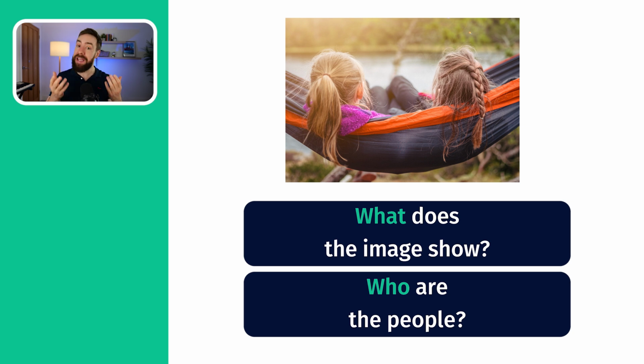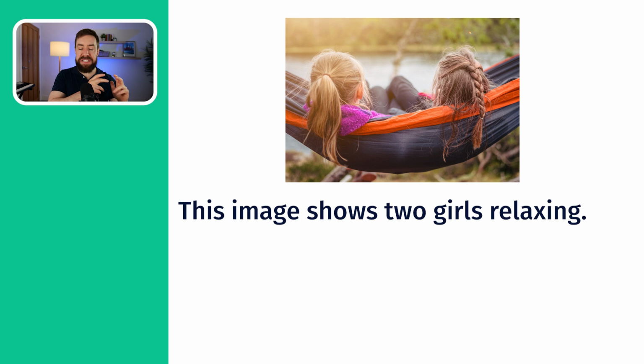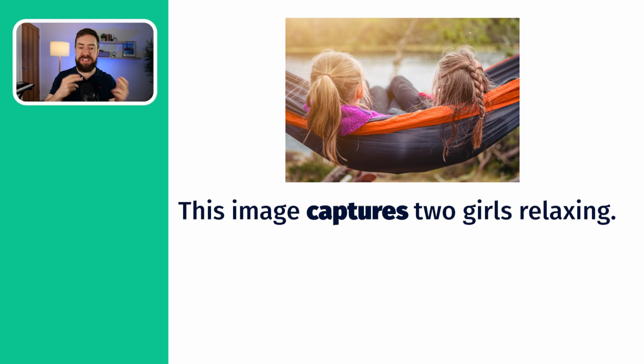So what and who, in this case, come together. So we could say something like, this image shows 2 girls relaxing, and that's okay. But we want to use some more specific high-level vocabulary, so we can change shows for captures. This image captures 2 girls relaxing. So that's one example of high-level vocabulary.